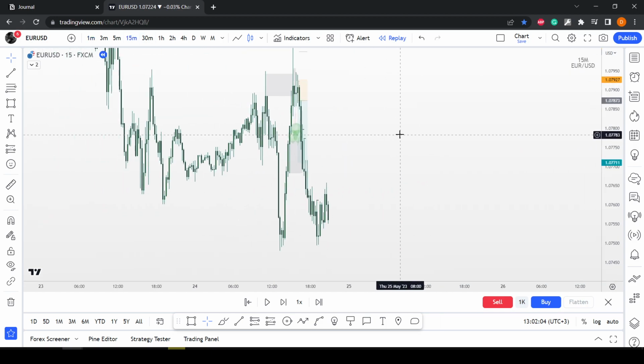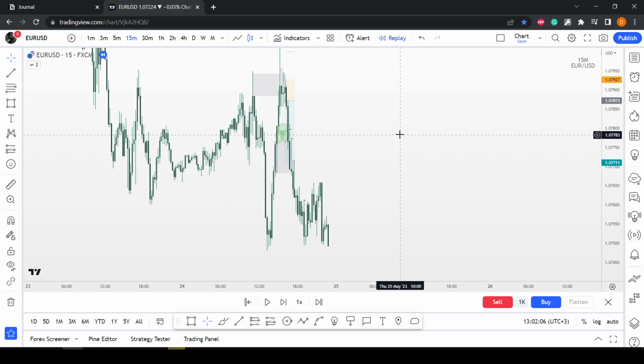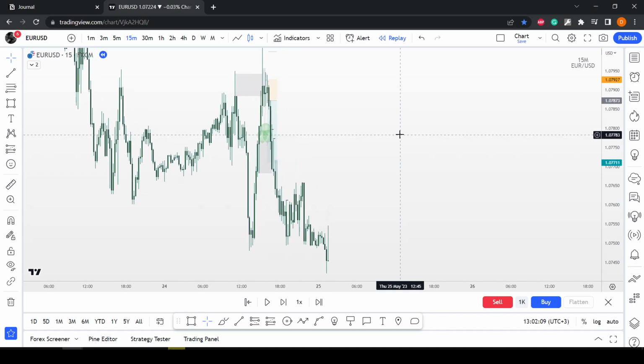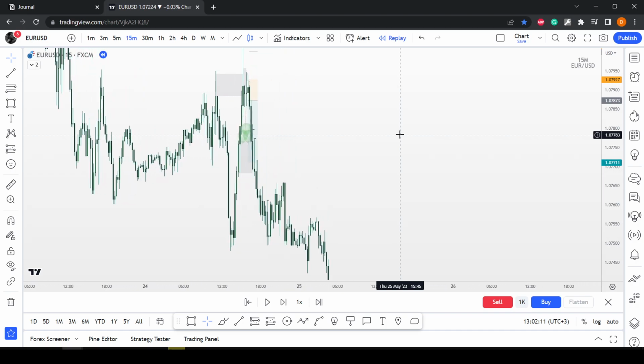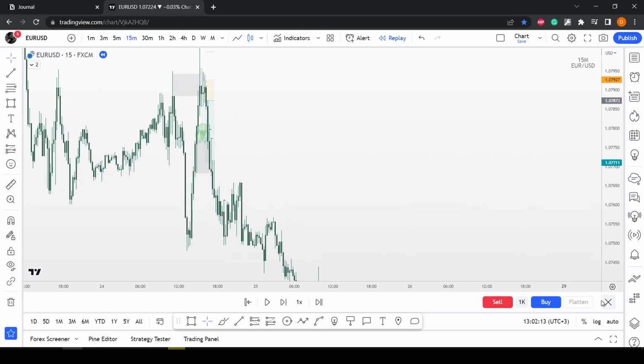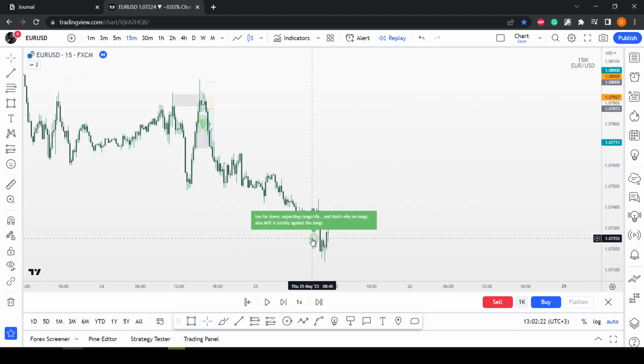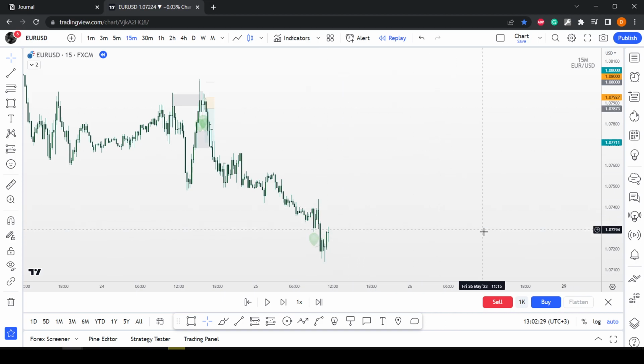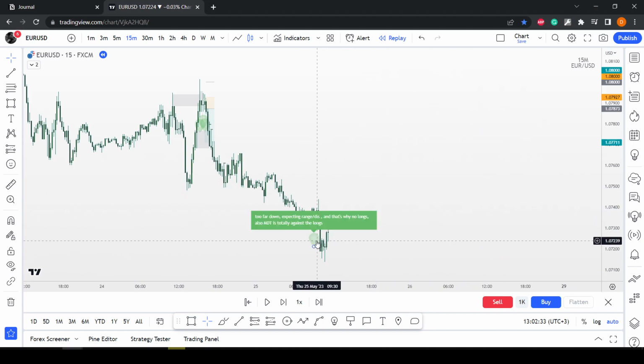And basically that's all for EURUSD, but let's continue this interactive play again. Here I have a point that we are too far down for me, expecting either range or distribution, so overall some liquidations above, and that's why no longs also, because the middle time frame is totally against the longs at the moment.